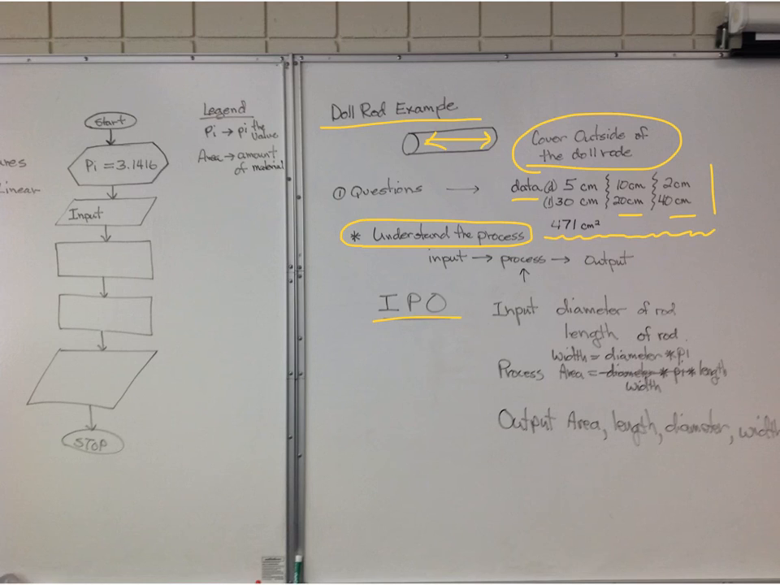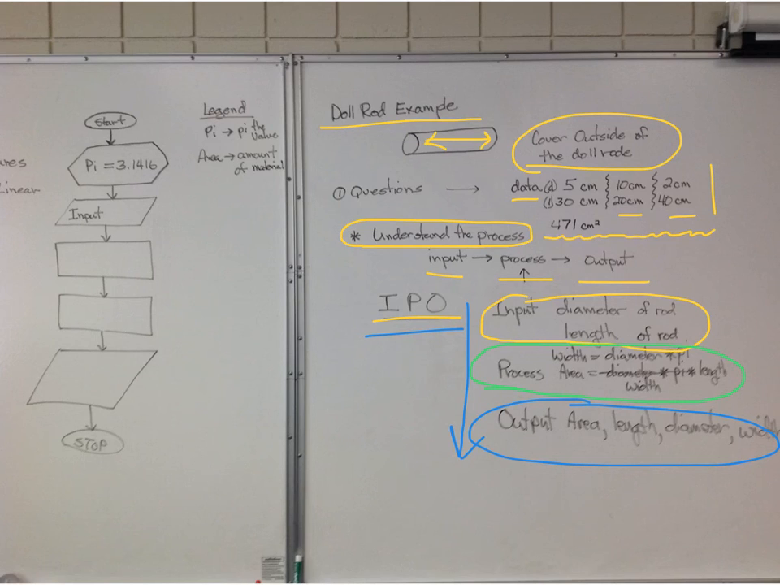Then we started talking about IPO. We got into the basics, and we'll talk about it almost every day the rest of the term. Input, process, output. We talked about what we're going to put in, what we're going to process, how we're going to process it, and then what we get out. IPO. You need to be able to do this manually before you ask the computer to do it.